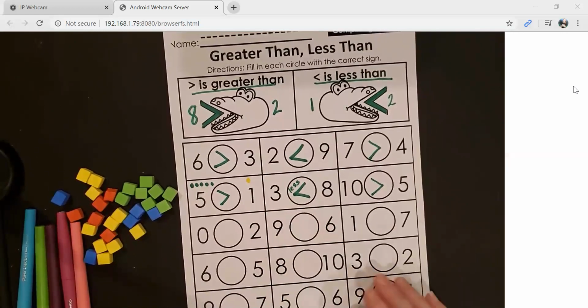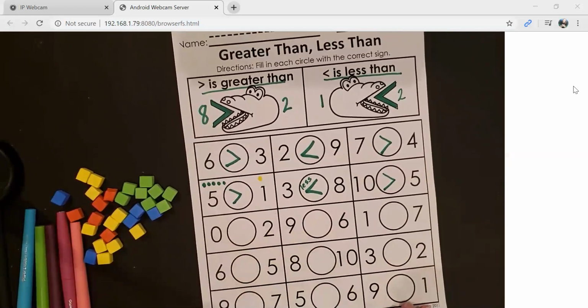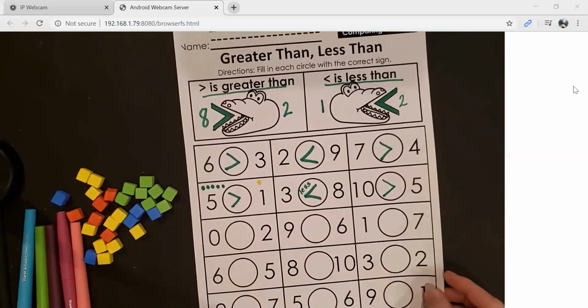All right, so that was the greater than, less than page. The rest I'm going to leave blank and let you do on your own. I think you guys can do it.